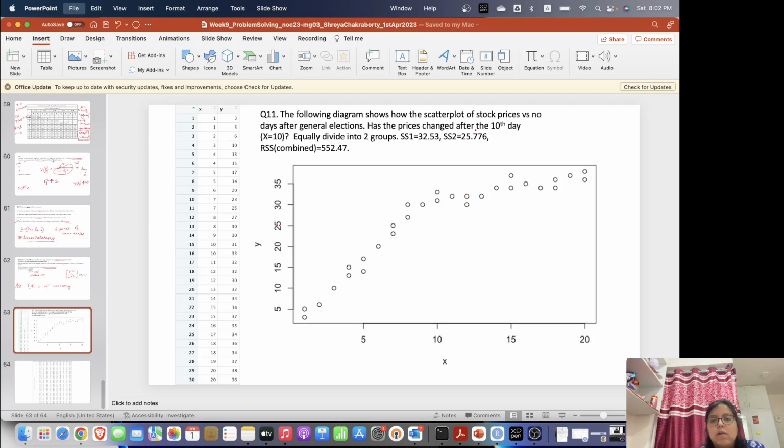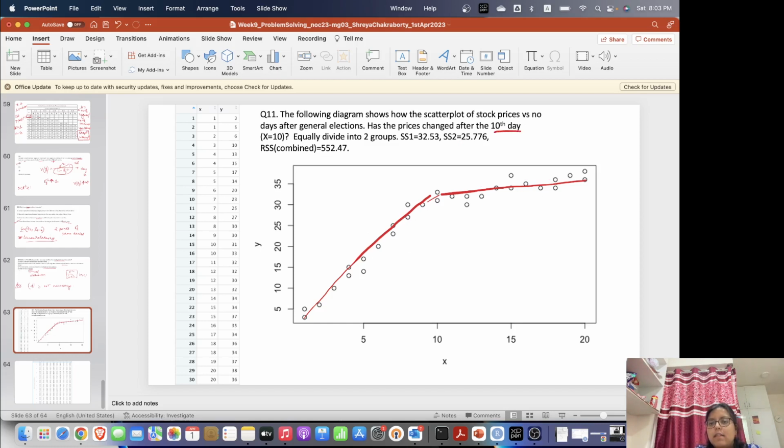Now, question number 11. The diagram shows how the scatter plot of stock prices varies with the number of days after the general election. So this is day 1 after the general election, day 2, something like this. Here, till here we have a specific trend. It's moving upward, like a linear trend. Somehow after here, the line seems to have shifted. So this looks like fitting two splines would be better. There is some structural change in the relation.